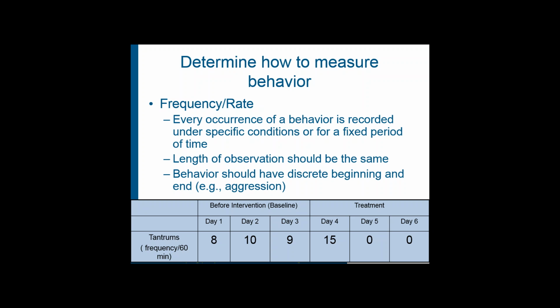So you don't want to collect data for 30 minutes one day and another day for 2 hours, because it won't compare, right? The length of observation should be the same, and the behavior should have a discrete beginning and end. So for this kiddo, we observed tantrums on the left there, the frequency over 60 minutes. Before intervention, day 1, 8, day 2, 10, day 3, 9, and then after treatment, the first day 15, and then 0, 0. So you're seeing that pattern.